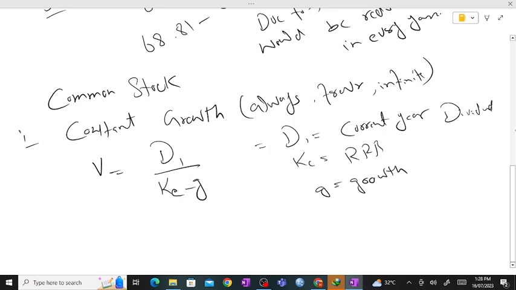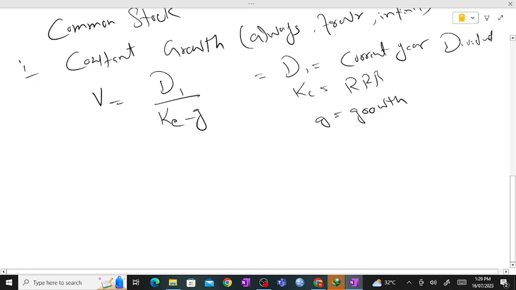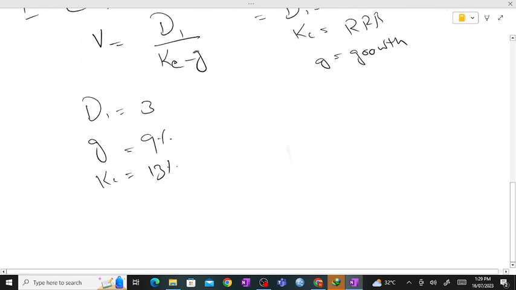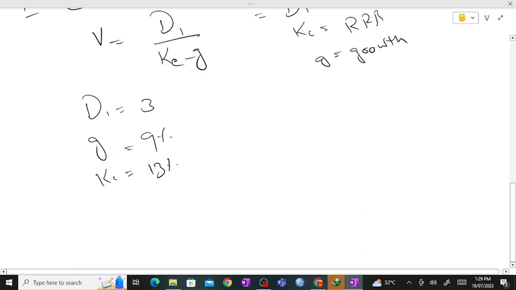Let's take an example to solve the questions. For example, a company announced a dividend per share of 3 rupees. How much dividend do we have? 3. The company is expected to grow at 9% forever. How much growth do we have? 9%. The required rate of return is 13%. Then calculate the intrinsic value of the stock.